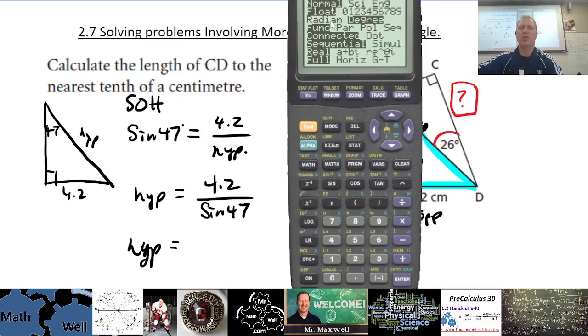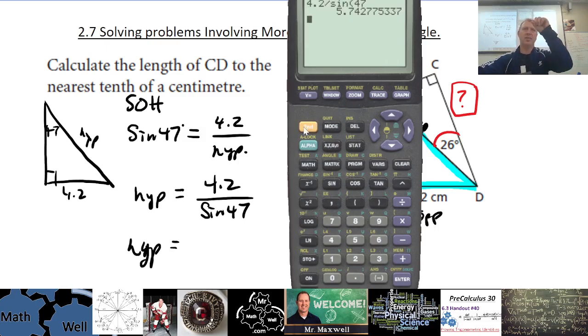Now, you want to make sure you're in degrees and not radians because these are degrees we're dealing with. So make sure your calculator is in degrees. You have a little D on your screen or a DEG, right? Not a RAD. That's another common one. We're not dealing with radians yet. So 5.74, to a tenth of a centimeter.